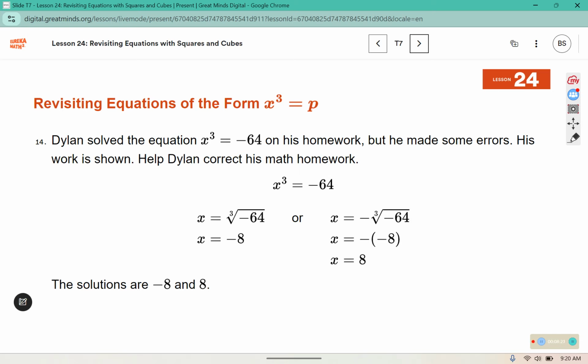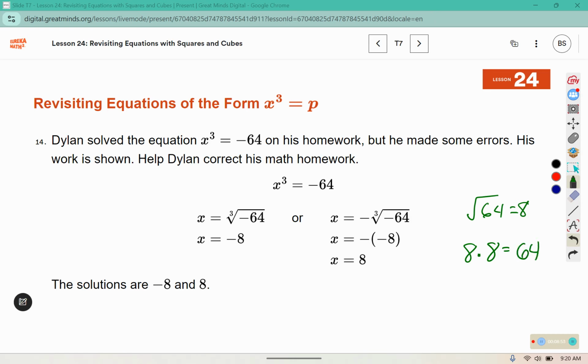Dylan solved the equation x cubed equals negative 64 on his homework, but he made some errors. His work is shown. Help Dylan correct his math homework. So he said x is equal to negative 8 or x is equal to positive 8. It looks like Dylan was thinking of the square root of 64 because 8 times 8 is 64, but that would be the squared version, and we have the cube.